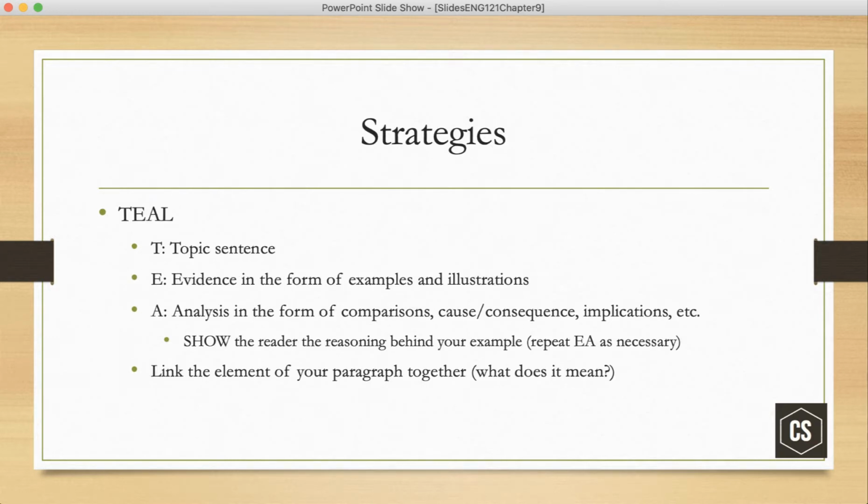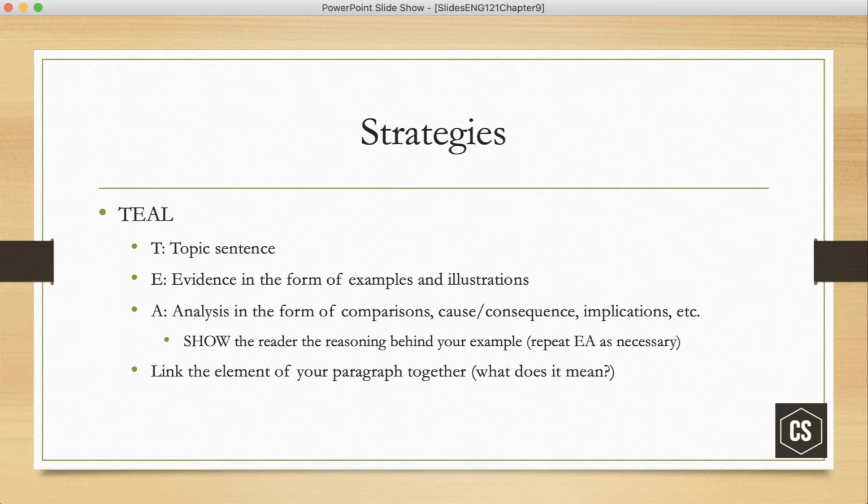One way that you can develop your ideas, and for several of you, if you lost points in the development, this is the area to work on this time. I call it TEAL. T stands for your topic sentence. Establish your focus immediately in that first line. Poverty is dirt. E is for evidence. Evidence in the form of examples and illustrations.